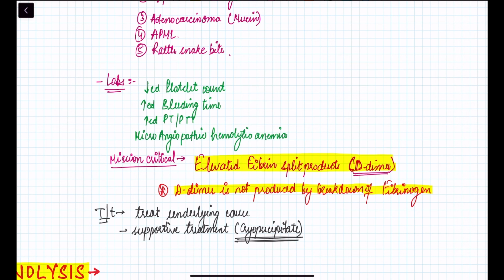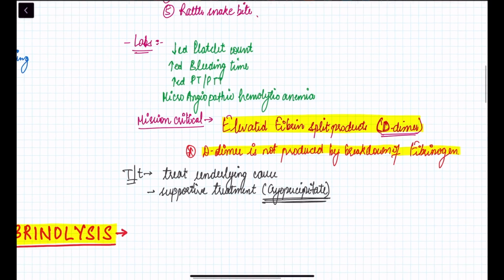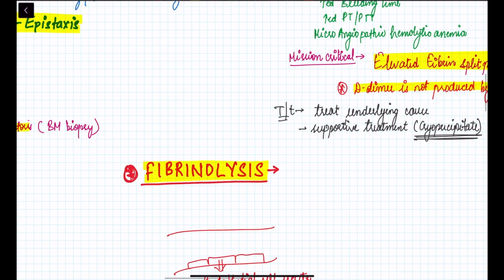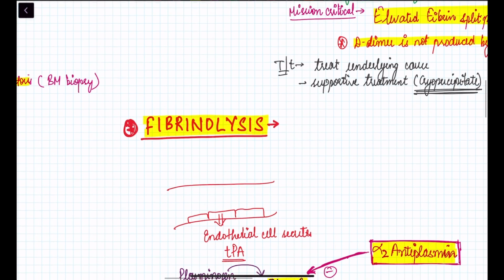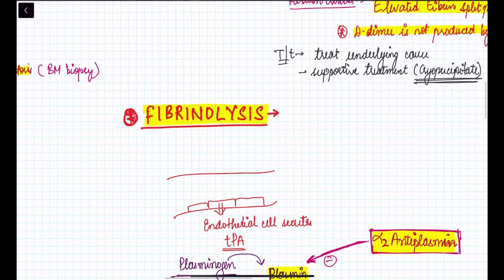That is the reason why we have D-dimer elevation. The treatment is to treat the underlying cause, and we can give supportive treatment if there is high bleeding and an extremely low platelet count. We can give cryoprecipitate. So the last important thing in this text is fibrinolysis.